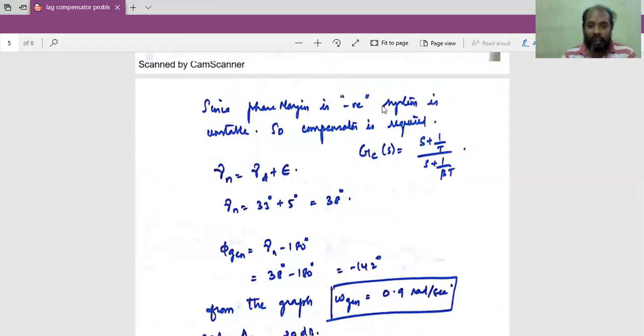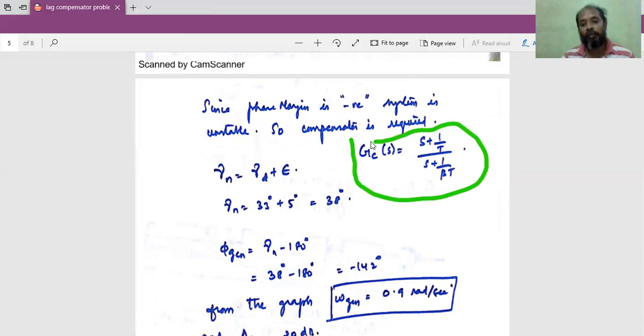Since the phase margin is negative, the system is unstable, so a compensator is required to make the system stable and to satisfy your desired specification. The transfer function of the lag compensator is (s plus 1 by T) divided by (s plus 1 by beta T). The unknown variables are T and beta. You are supposed to find the values of T and beta so that you can design your lag compensator. The first step to be followed is finding out the new gain crossover, new phase margin, from the provided formula.